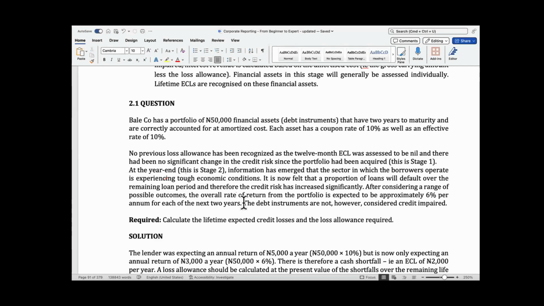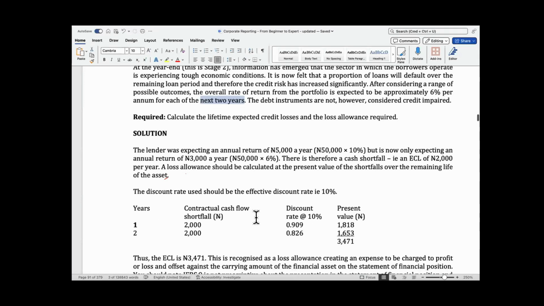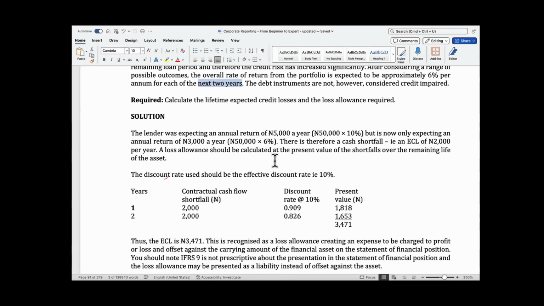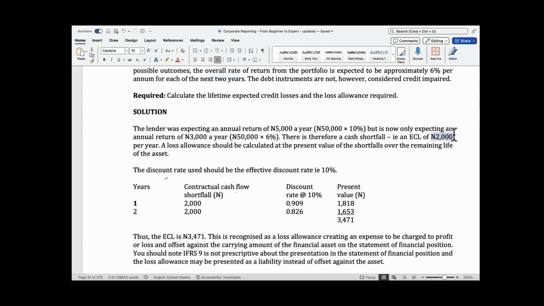Okay. So remember that what the lender was expecting is 5,000 a year, which is 10%. But now we are only going to get 6%. So that means there's a shortfall. There's a loss of 2,000 naira every year, and this loss is for the next 2 years. So the way we calculate ECL, in this case lifetime ECL, because credit risk has increased significantly, you make a lifetime ECL. You see this 2,000 naira per annum that we're going to be losing every year. You will need to get the present value of that.